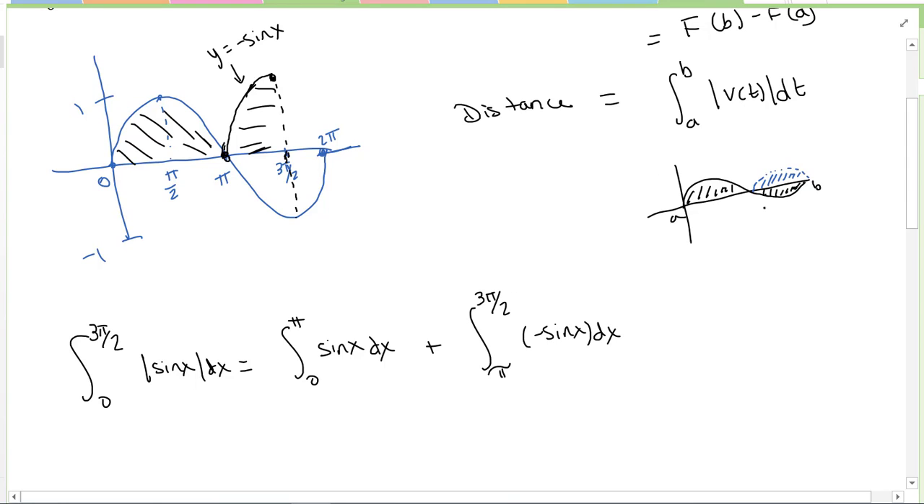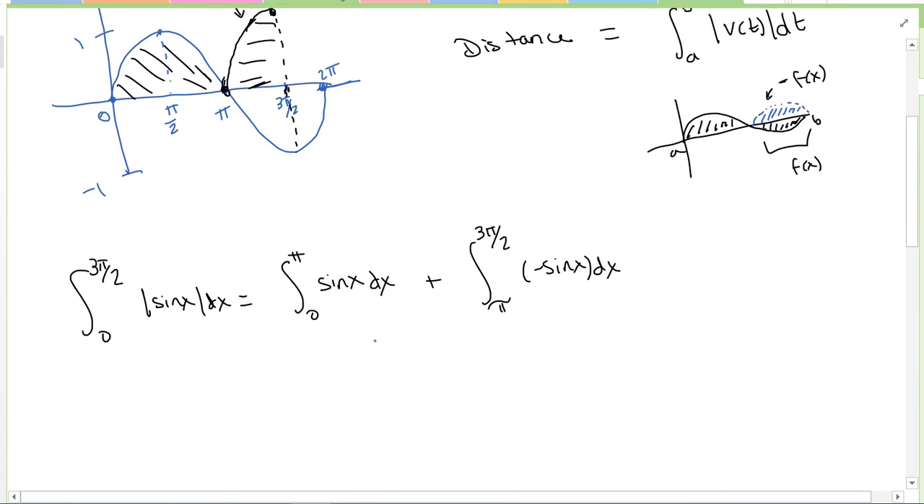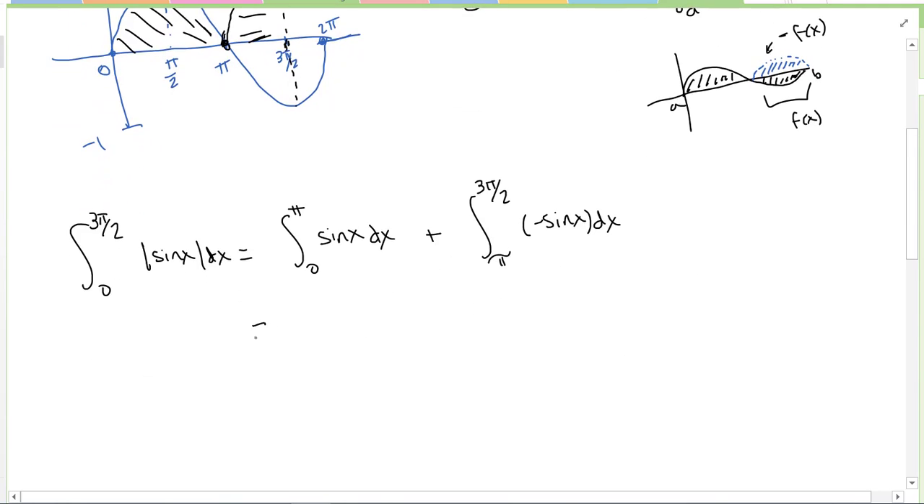So here, for this portion of f of x, this portion up here will be negative f of x. And then we integrate. So the integral of positive sine is negative cosine from 0 to pi, plus this is already a negative sign, so the integral of negative sine is cosine from pi to 3 pi over 2.